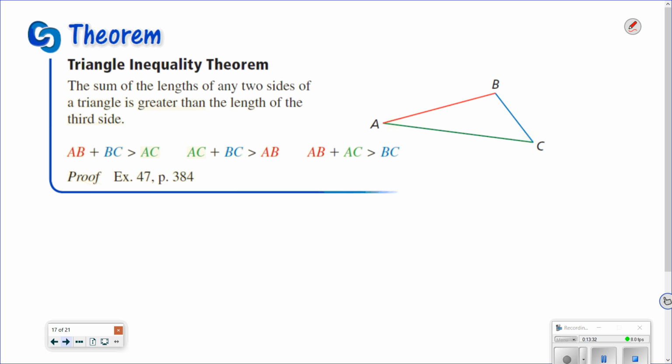Or if I add the blue one and the red one together, it has to be longer than the green one. This goes back to that sandbox problem. And it simply says that the two shorter sides together have to be longer than the third side. Otherwise, they wouldn't reach.